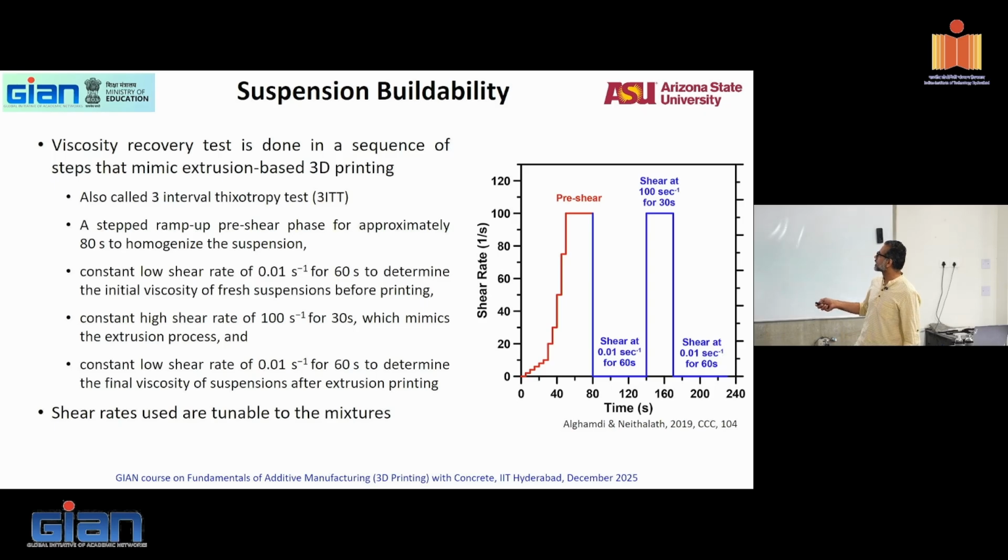So this is called three interval. You can see those three intervals, right? Pre-shear, then 1, 2, 3. The first interval is the basic characteristic viscosity. The second interval is the extrusion process. The third interval is the rest. How well are you recovering the viscosity after this process? Because you have decided on a certain viscosity that you wanted and designed the mix for that viscosity. After this process, are you still having that viscosity? If you're significantly losing the viscosity, you have a problem, right?